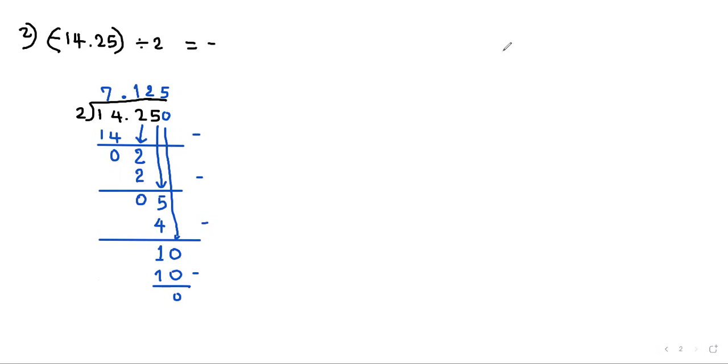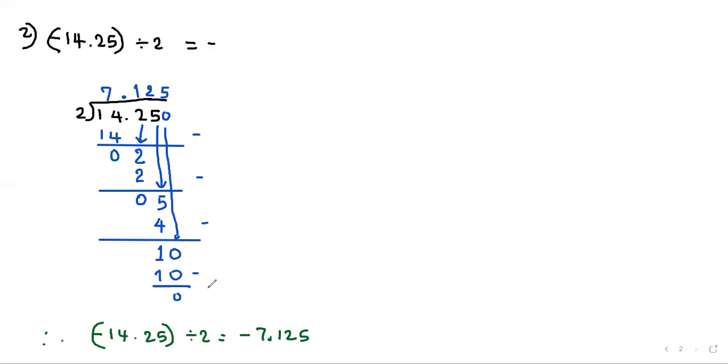So remember, our answer is supposed to be a negative. So it implies that we have got negative 14.25 divided by 2 is equal to negative 7.125. Okay.